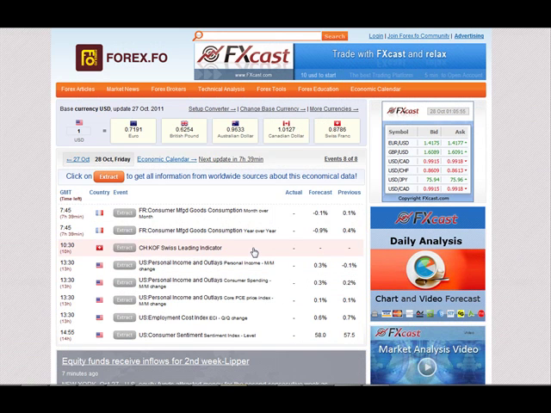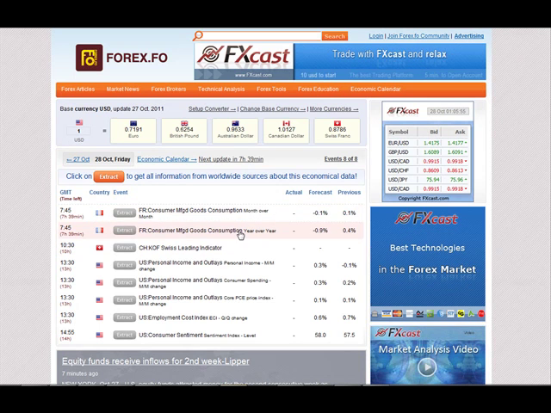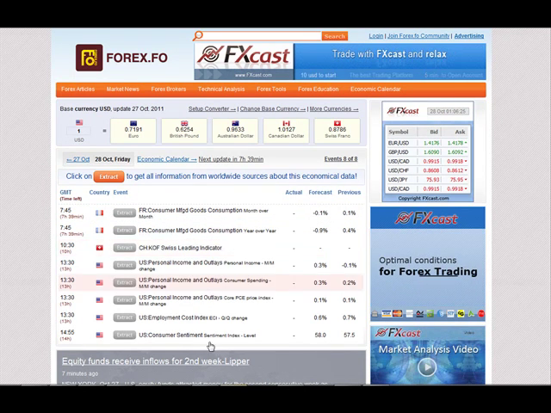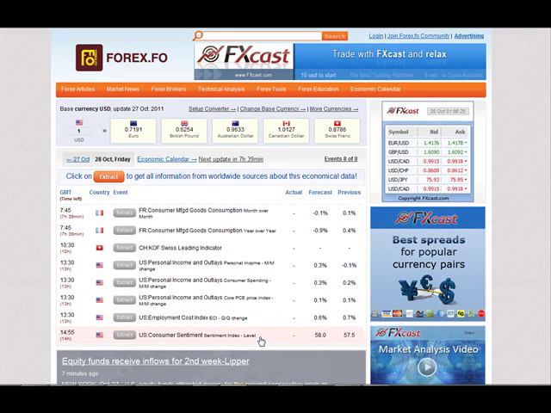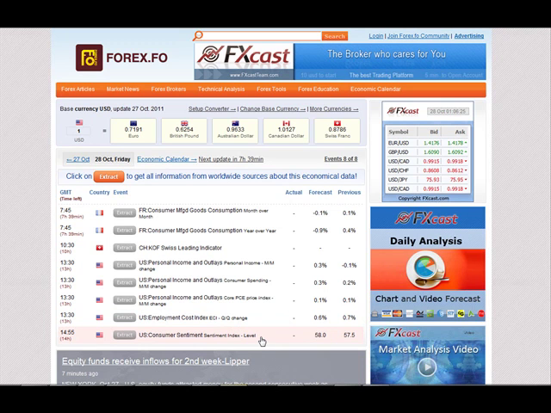As we look at our economic calendar, we can see France, we have some consumption with manufacturing goods. Leading indicators here for the Swiss franc. But down here, consumer sentiment, employer costs, but really the consumer sentiment could definitely be some movers here for the States.